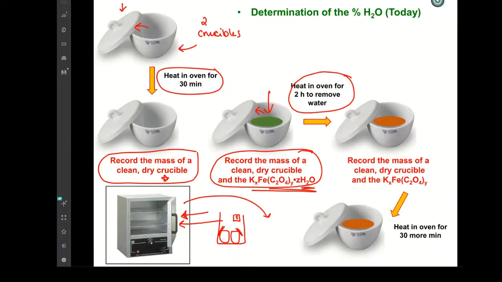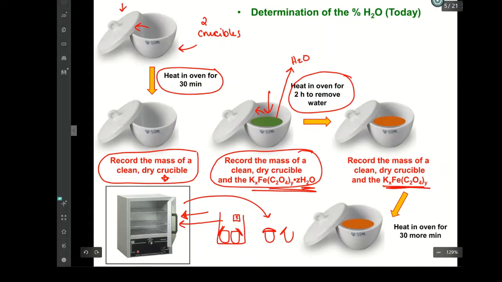Whenever you take these things out of the oven, when they're out of the oven, you can put the lid on to keep water from coming into your sample. But whenever they're in the oven, you want to have the lid off so that water can get out. Okay, so we put this in the oven, and while it's in the oven, water is going to leave. And what we're going to be left with is our anhydrous salt.